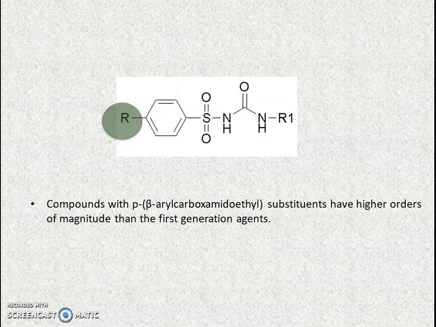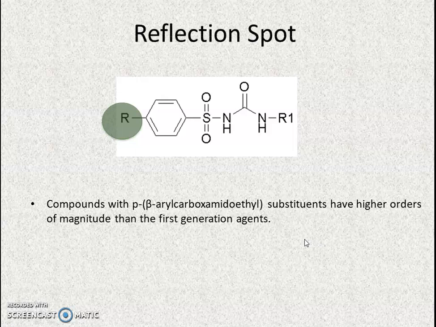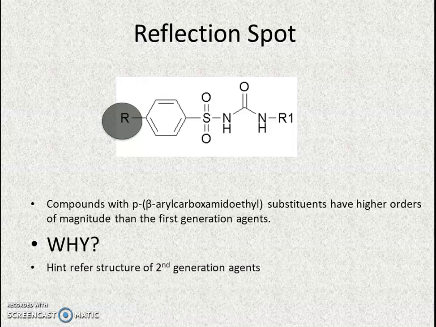Let us see now the reflections: what can you predict as to why they have a greater magnitude of activity as compared to the first generation agents? You can pause the video for a minute and think upon it. If you want, you can go back to the structures of the second generation agents, look up the structures and find a hint for the same.